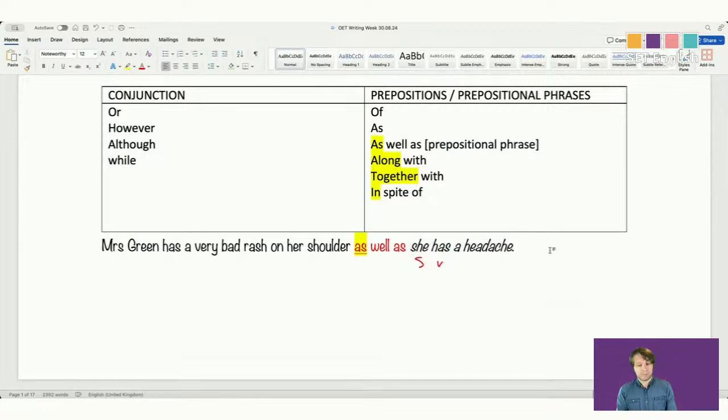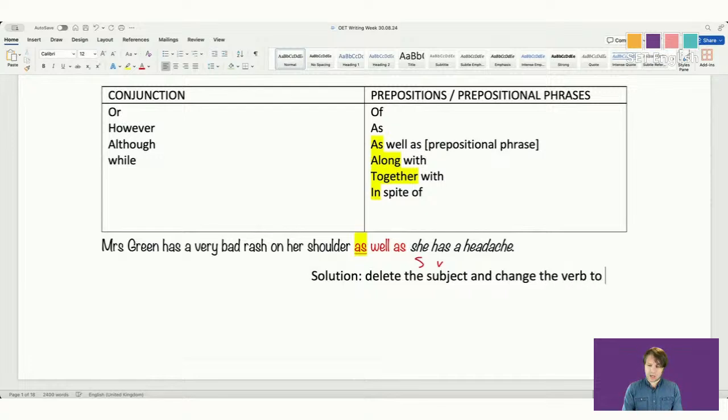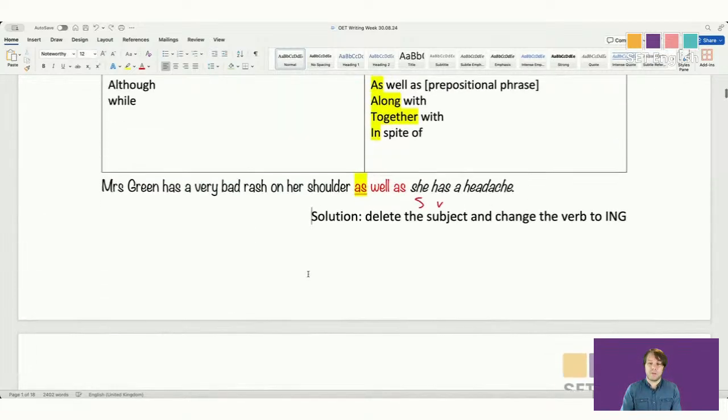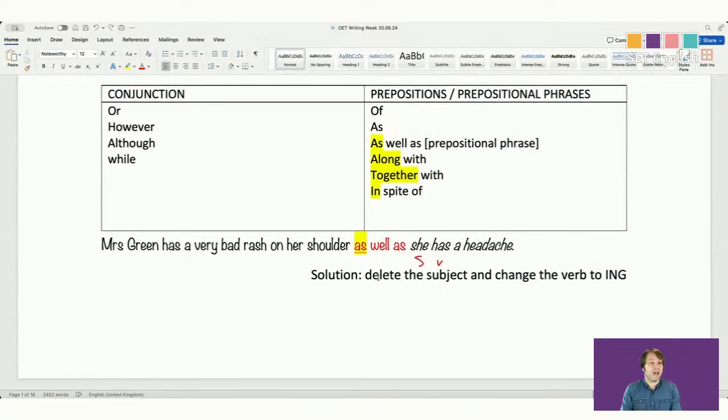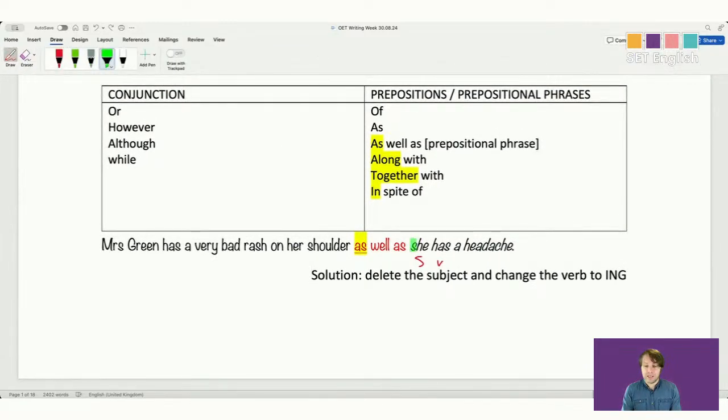So what's the solution? The solution in English is actually quite easy. You're going to delete the subject and change the verb to ing. Delete the subject and change the verb to ing. The subject is here, this is the subject, and then you change the verb to ing.